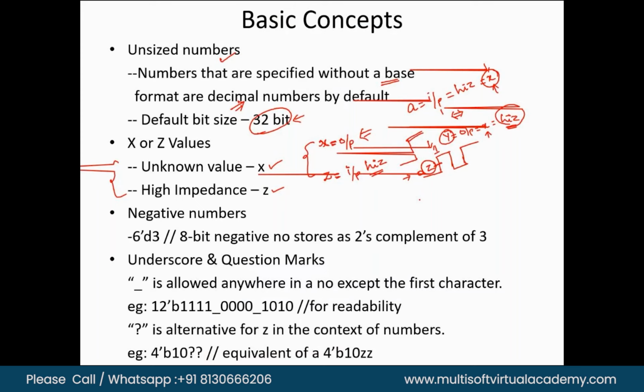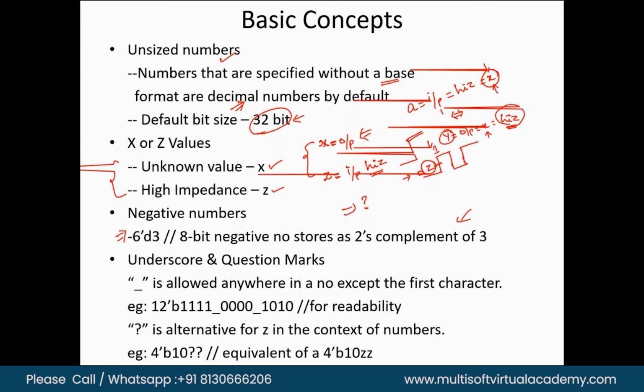We'll see. And this is the base format for negative numbers. It is minus 6'D3, a decimal value, which is in 2's complement form. And two more symbols are there. One is underscore and another one is the question mark.